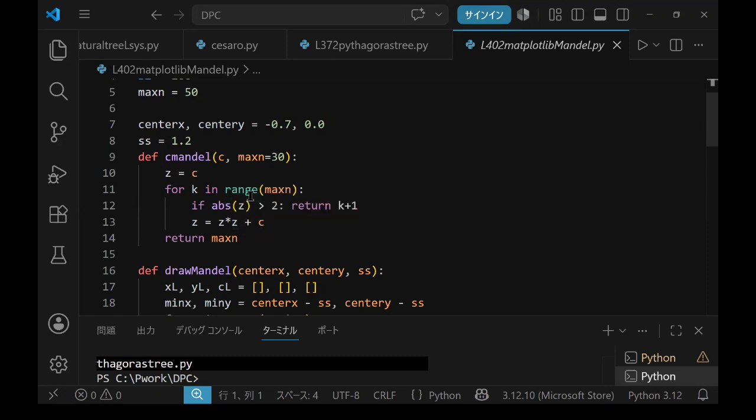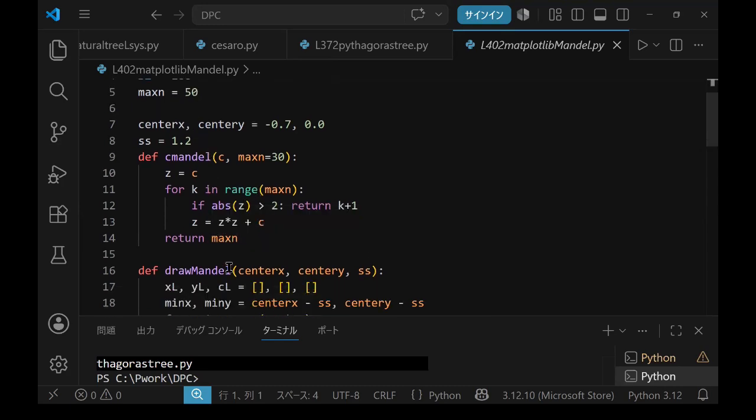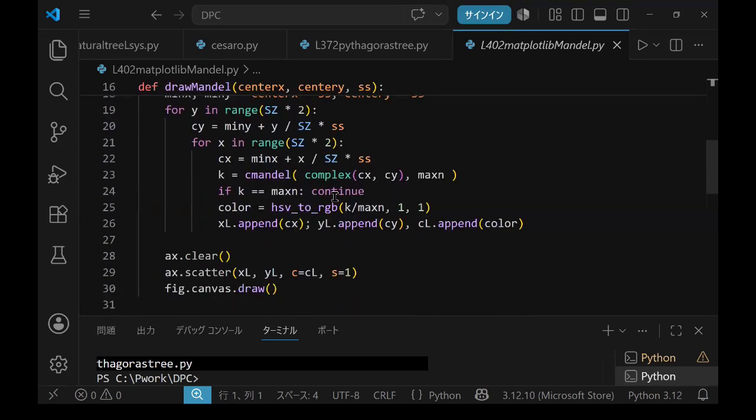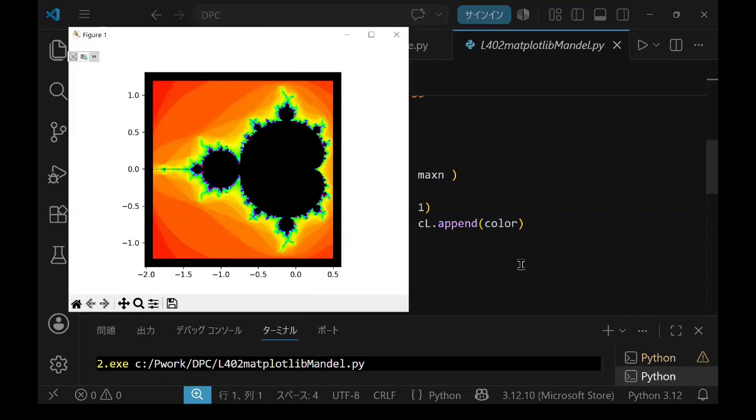And if it doesn't diverge after, say, 50 times, then 50 is returned. And then just plot the points according to the number of divergent iterations. So it's like this. Okay, it's doing it. My computer is slow, maybe. Okay, so this is the Mandelbrot set.